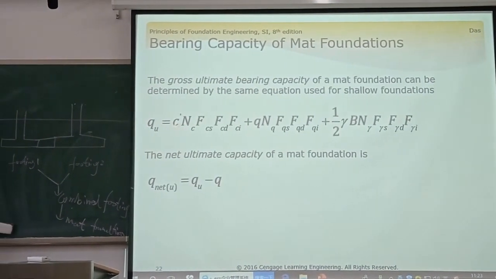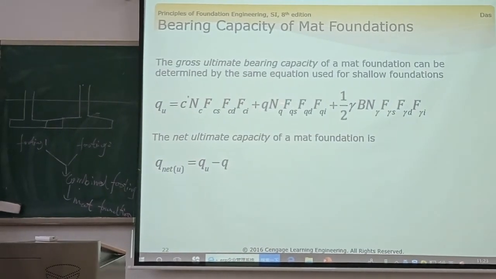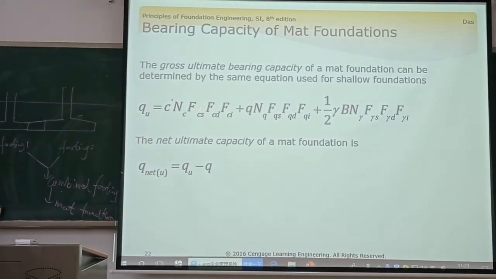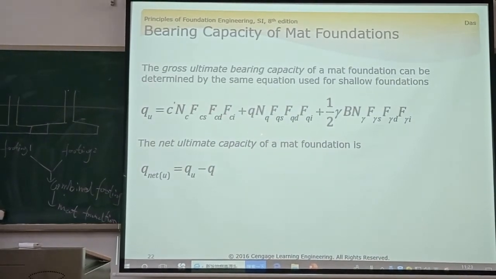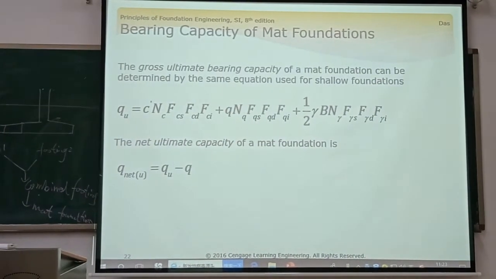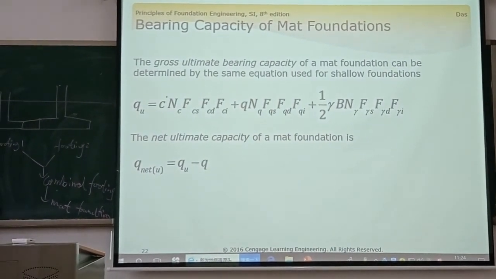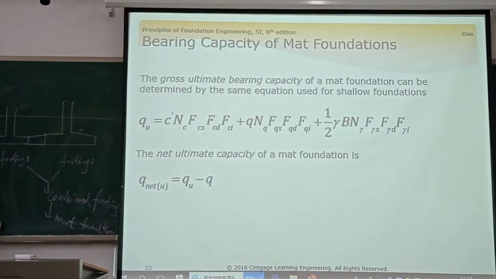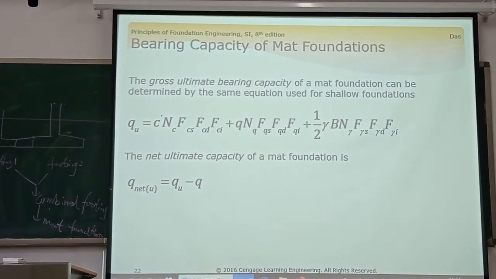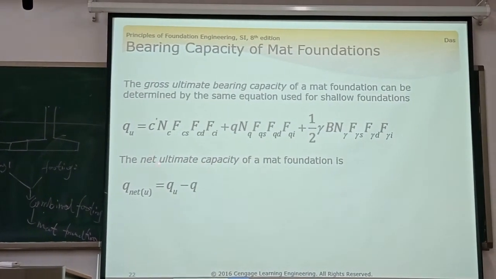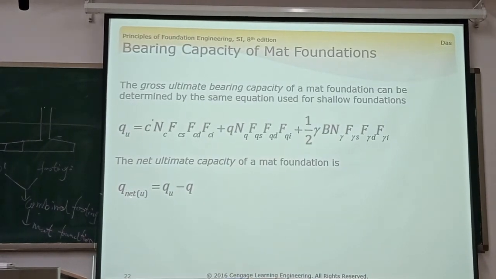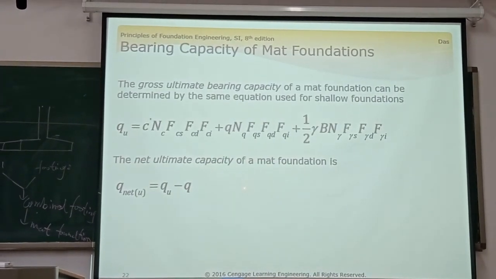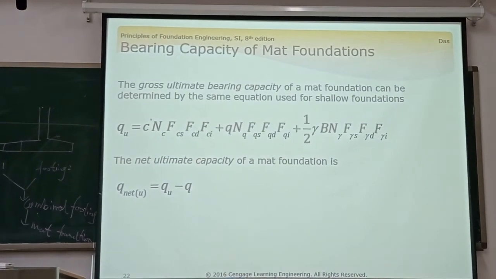In this equation, you have the factors Nc, Nq, N gamma, which are the bearing capacity factors. This is the shape factor, this is the depth factor, this is the inclination factor, and so on. Using this equation, we can calculate the ultimate bearing capacity, qu. Then for the net ultimate capacity of the mat foundation, use qu minus q. How to calculate q? q is gamma multiplied by the depth Df.